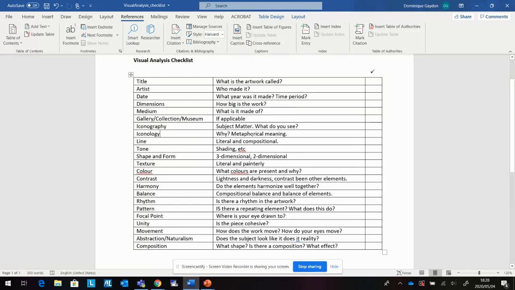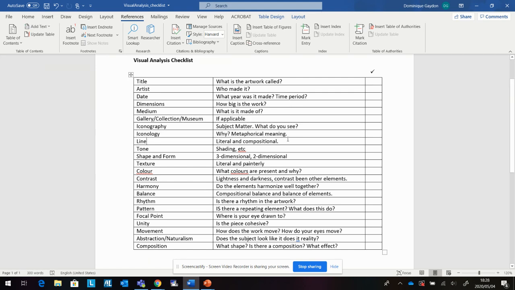Then we look at the iconology. Why is the artist painting it? What is the metaphorical meaning? Is the people at the park talking about the significance of social connection? Is it talking about the leisure time in France at the time? What is the metaphorical meaning?